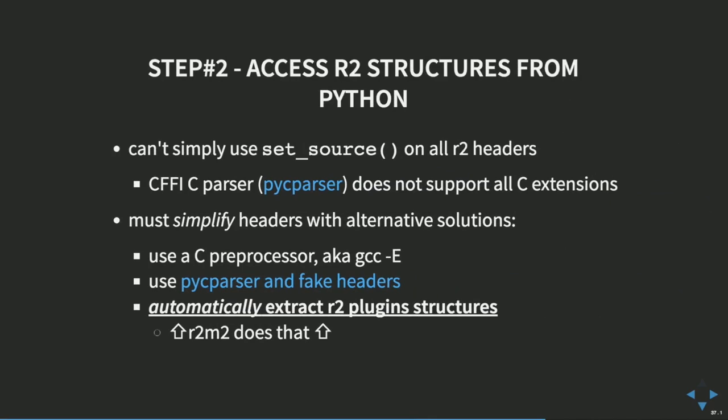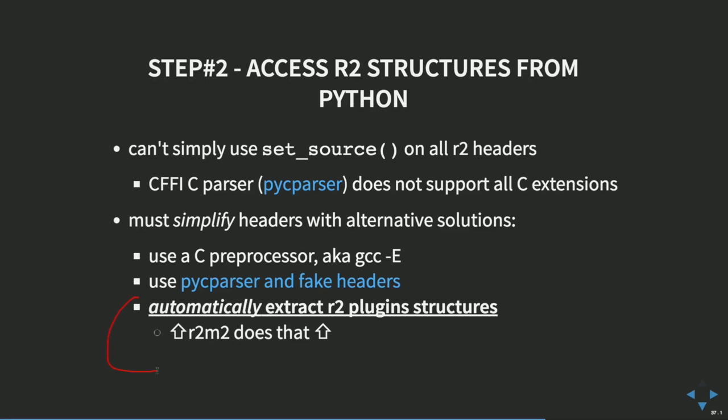Indeed, it turned out it was not the best choice because there are many limitations. The first one being that the CFFI C parser does not support all of the C extensions. So from time to time, you won't be able to parse include files, and you won't be able to get the R2 structures from your software. So at the end, I played with many different possibilities. You can check the links here. They're interesting, but not for this talk.